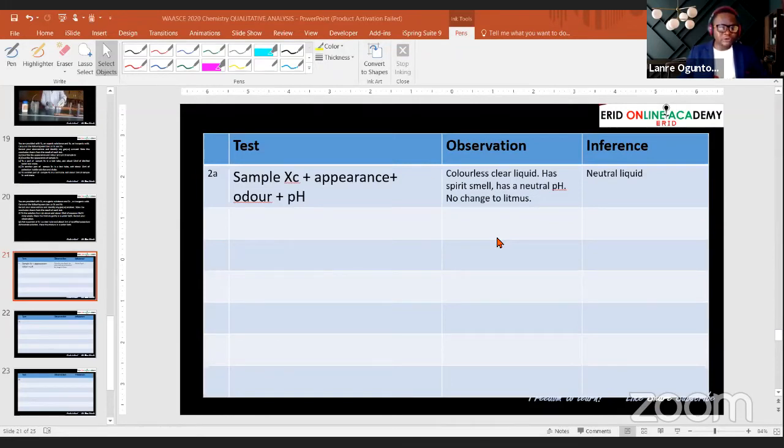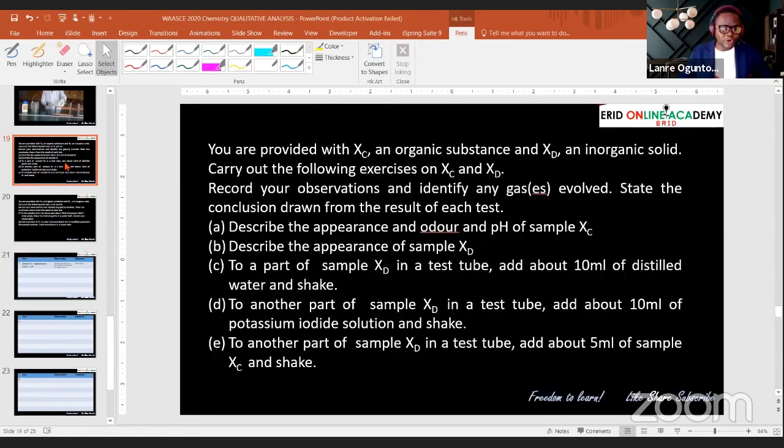You are going to have your test. From the statement, you are going to have your test. So here, an example 1, I'm going back to the question now. From the question, it says, describe the appearance, odor, and pH of the sample. So I will go back to my table. That is the first thing.